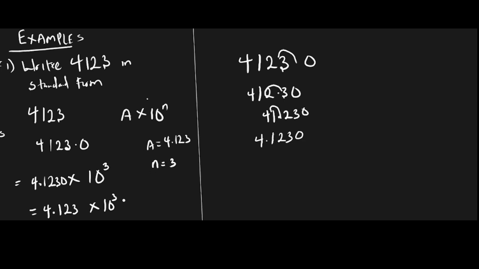And you know we said our n is positive or negative. That means we have fixed our n here. So rewriting 4123 in standard form is the same thing as 4.123 times 10 raised to power 3.